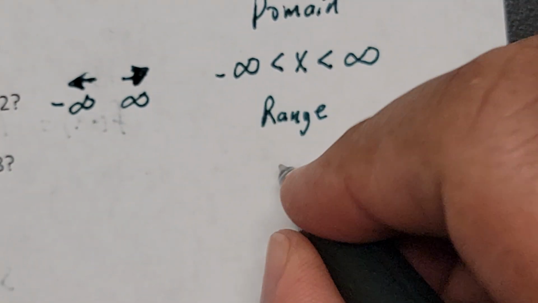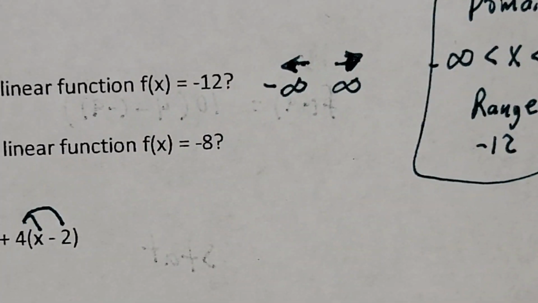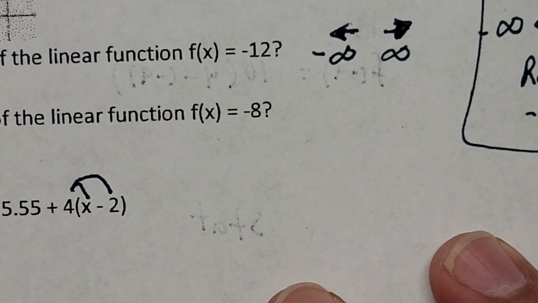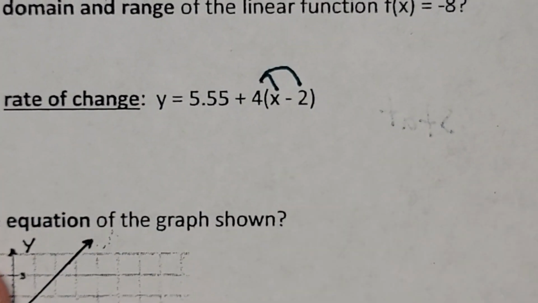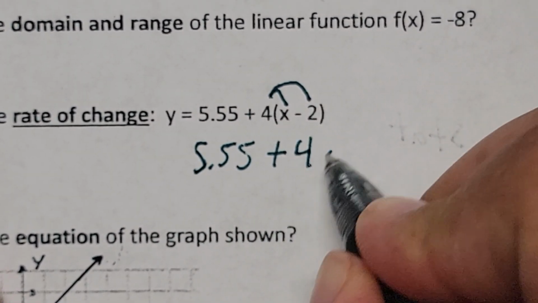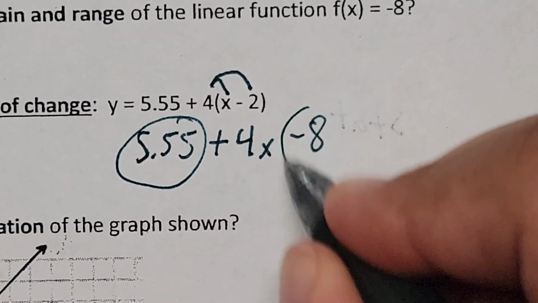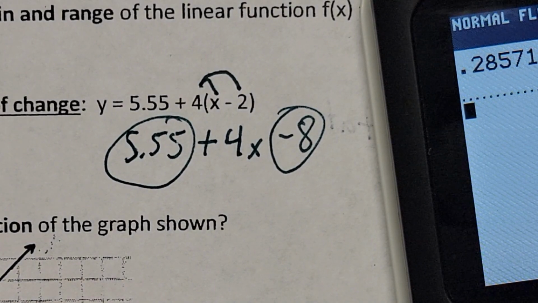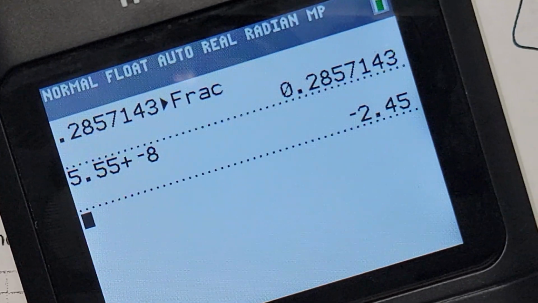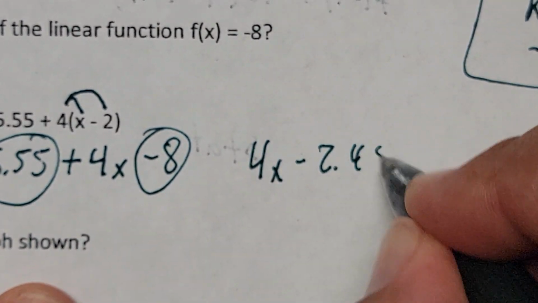The range is negative 12. So that means the same thing here. Go ahead and put in the calculator. All right, this one, go ahead, multiply. So this is 0.55 plus 4x minus 8. Let's combine like terms. So second quit, 5.55 plus negative 8 minus 2.45. So we're going to have 4x minus 2.45, y equals.